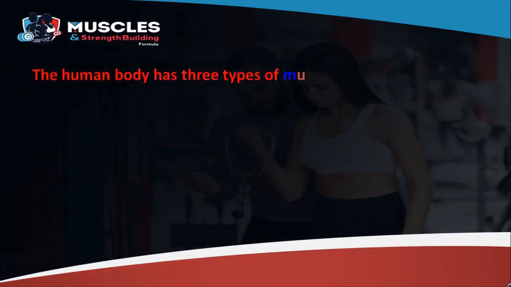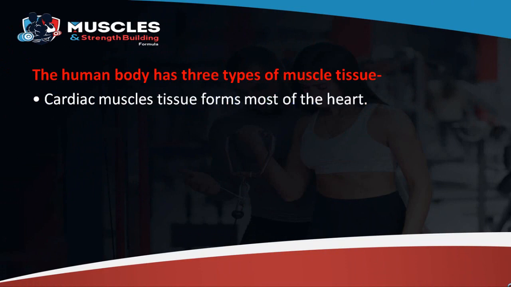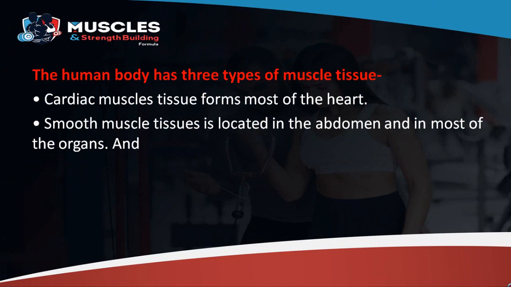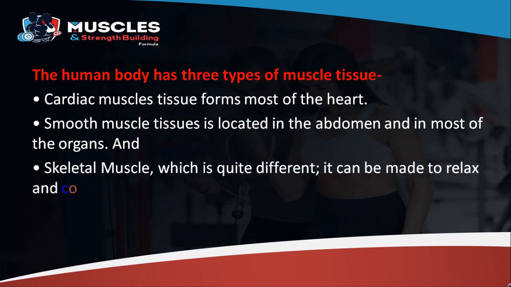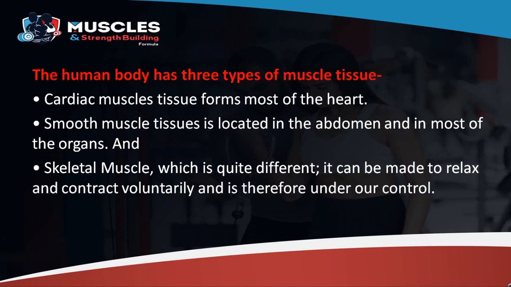The human body has 3 types of muscle tissue. Cardiac muscle tissue forms most of the heart. Smooth muscle tissue is located in the abdomen and in most of the organs, and skeletal muscle, which is quite different. It can be made to relax and contract voluntarily and is therefore under our control.